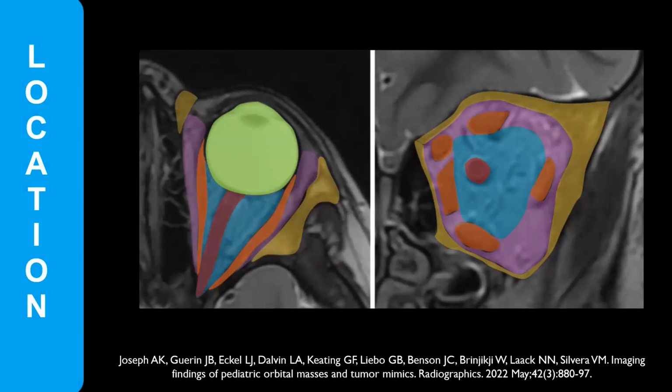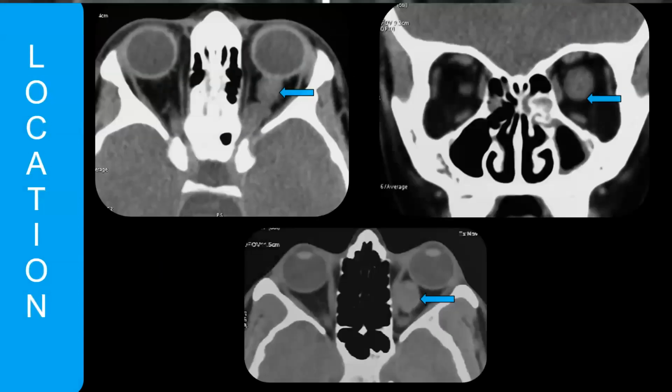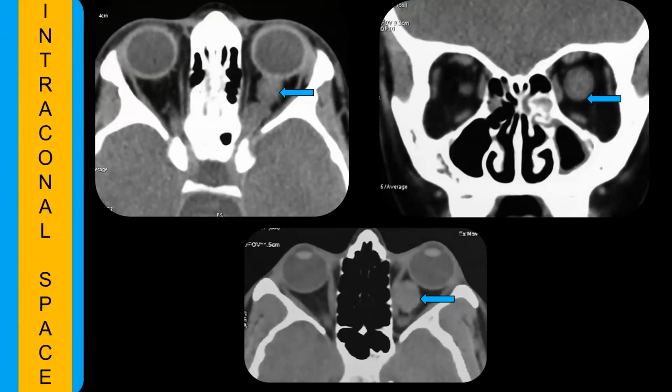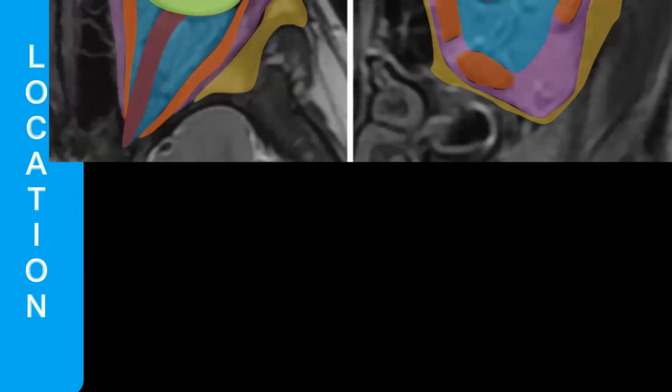As we know, the important surgical spaces are the extraconal and intraconal space. So the blue one depicts the intraconal space, which is within the extraocular muscles. So now let's see these three lesions. These are all located within the extraocular muscles. So this is the intraconal space lesions.